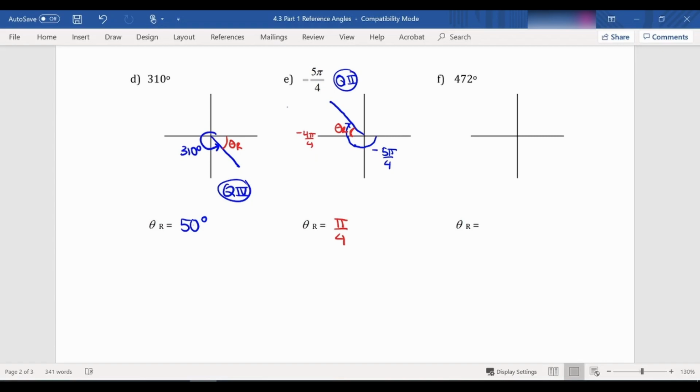Now, please note that when we're looking at reference angles, we always write these as a positive angle. It's the distance between the x-axis and your terminal arm. So even though our theta, our original angle here, is a negative angle, that just indicates the direction in which we are traveling. The actual reference angle is the distance between the terminal arm and the x-axis. That distance here is pi over 4.